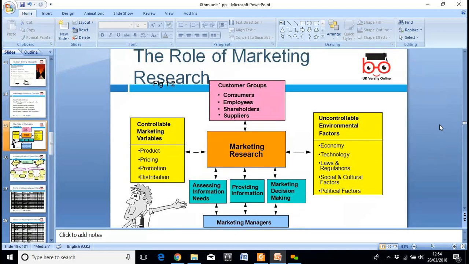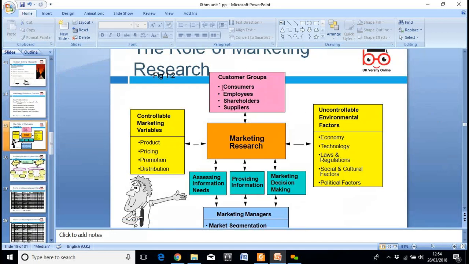The role of marketing research, how it fits in. So there are a whole host of pieces of information that you put into the research about your product, how it's priced, its promotion, its distribution. The economy, these are uncontrollable environmental factors. The economy of the country you're working in, or countries that you're working in, the technology used, laws and regulations are also a large influence. Social and cultural factors also provide quite a lot of issues, and political factors always produce issues.